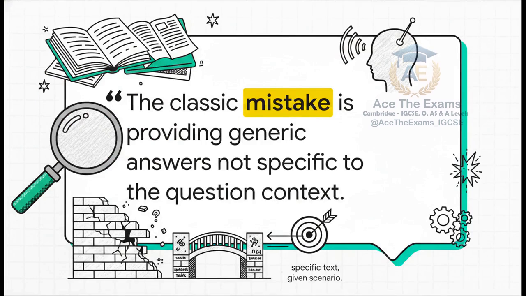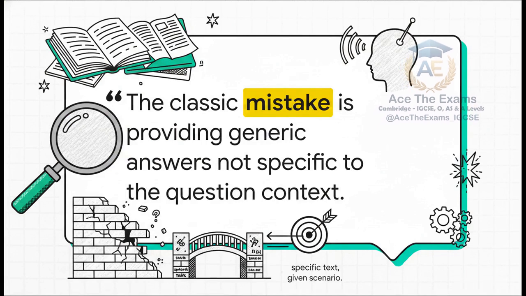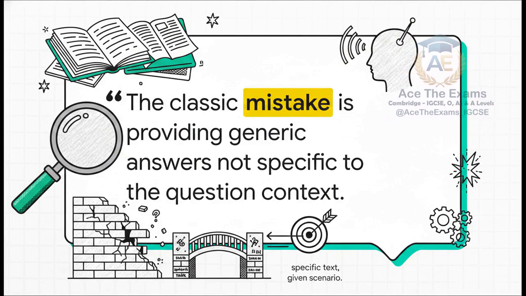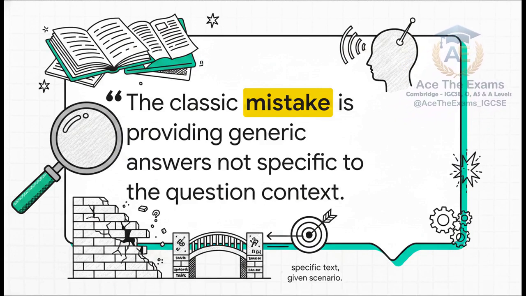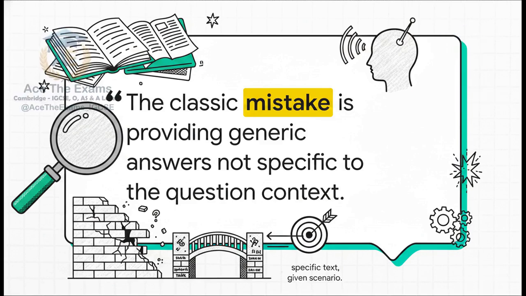I want you to listen to this critical alert directly from the official examiner site inspectors. Quote, "The classic mistake is providing generic answers not specific to the question context. Always link every point to the given scenario." End quote. Listen, examiners have highly sensitive radar for prepackaged, memorized essays. If you try to force a generic argument that you memorized the night before into a highly specific contextual scenario, your essay will fail the integrity check instantly.